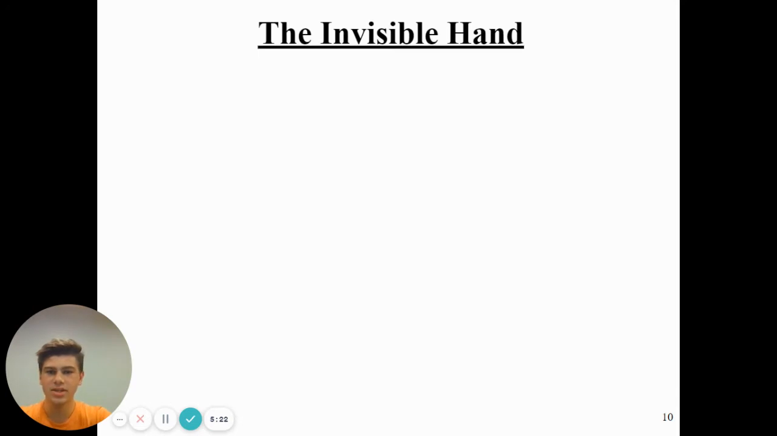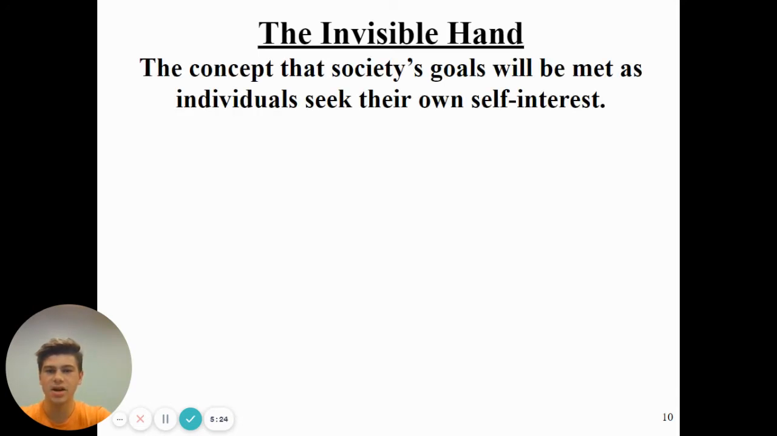All right, that really leads into the invisible hand. The invisible hand is this concept that society's goals will be met as individuals seek their own self-interest.